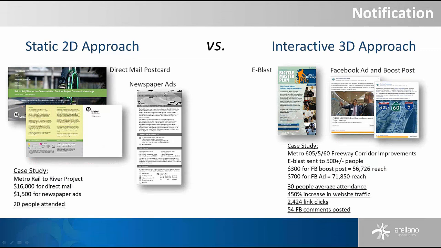I want to start by talking about notification. In the static 2D approach, you're going to have what we sometimes still use as your public postcard that gets mailed out and maybe newspaper ads. That's pretty typical for a standard community outreach program. And the case study that I want to show you is one that we had to do for a project where they did not want a three-dimensional approach, and they wanted to send out direct mail, and we did.